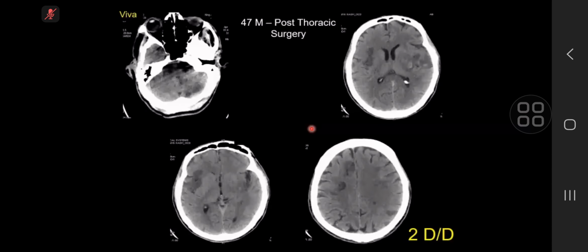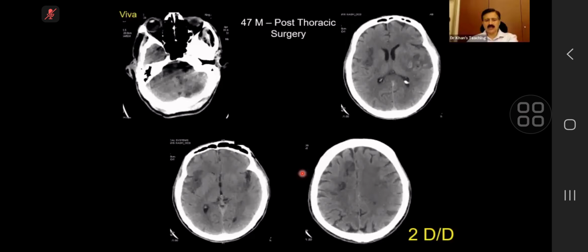So what is your diagnosis here? We got multifocal infarcts, post-thoracic surgery. So it's cardioembolic infarct. Excellent. These are embolic infarcts, which are not confined to a territory. You can see posterior circulation, you can see anterior circulation. Another thing with embolic infarcts is hemorrhage, so there can be hemorrhagic infarcts.